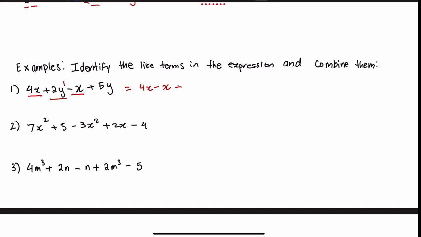So this 2y, so it's going to be 5y. And we can see our 5y is also to the power of 1. So this is going to be a like term. So this is going to be plus 5y. Now we're going to be solving each of them.